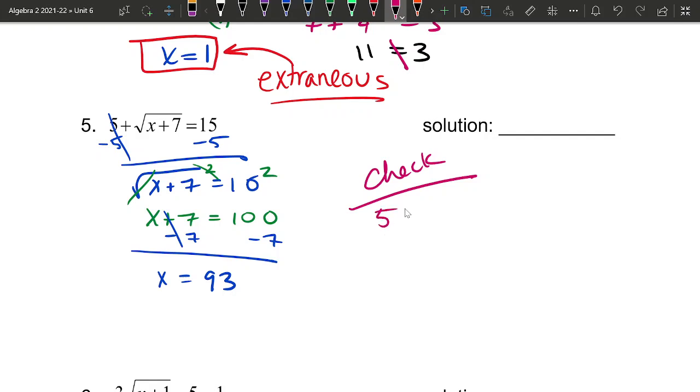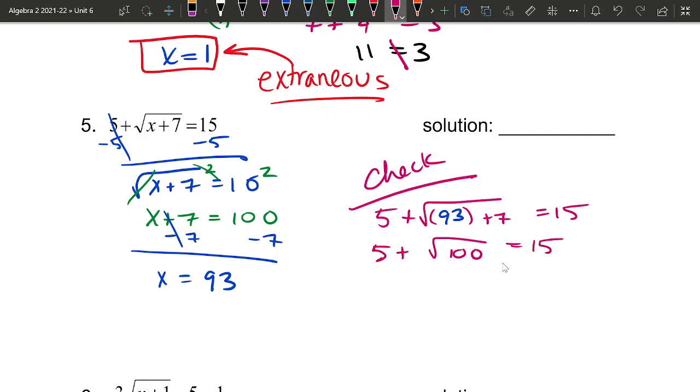Check it in the original problem. 5 plus square root of something plus 7 equals 15. Plug in 93. So I have the square root of 93 plus 7. That's the square root of 100. Square root of 100 is 10. 5 plus 10 equals 15. Yes, it does. So x equals 93 is the solution.